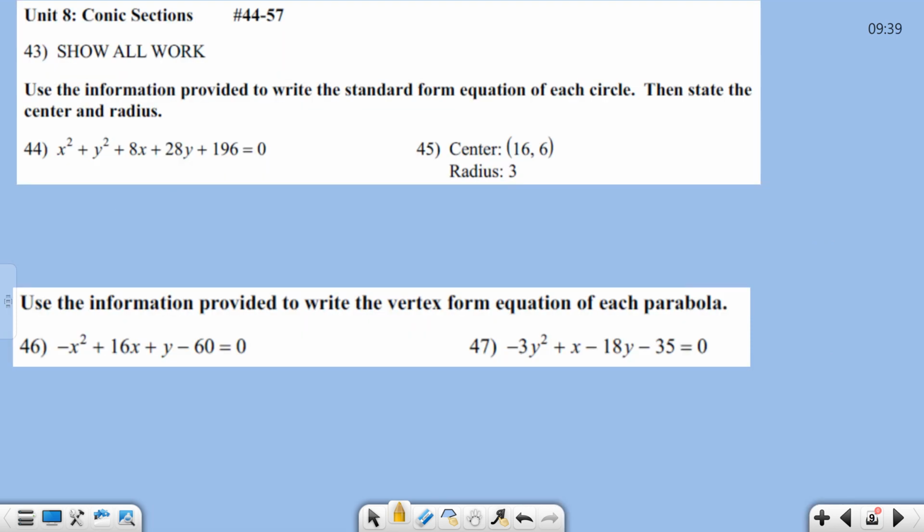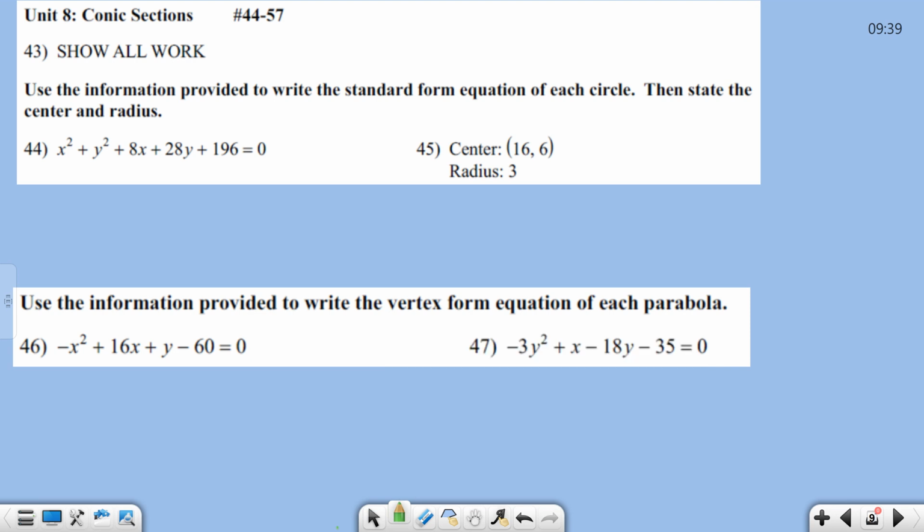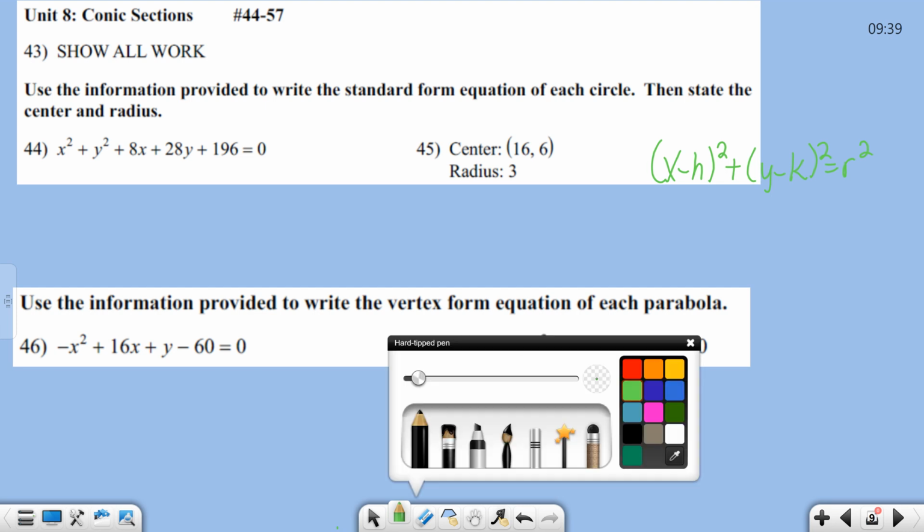All right, we are on conic sections. Woo! Unit 8. We are plowing through this stuff. Again, I'm not doing them all. Some of these are super easy, and you guys need to practice a few on your own anyways. For 44 and 45, write the equation of a circle. You have to remember it's (x minus h) squared plus (y minus k) squared equals the radius squared. 45 is too easy. For 44, I'm going to practice with you so you can remember how to complete the square.